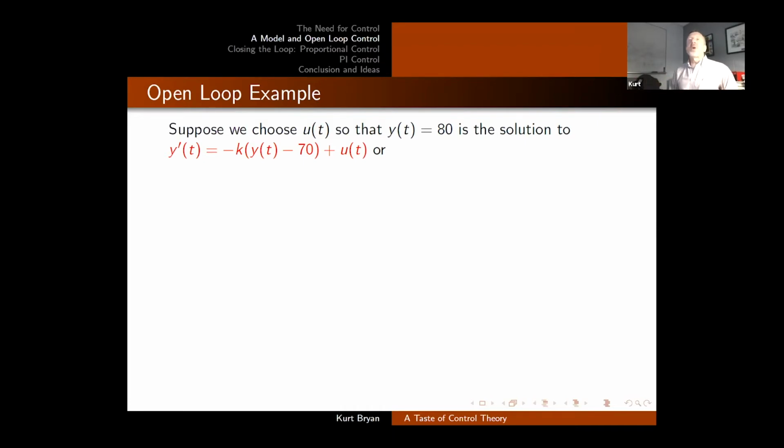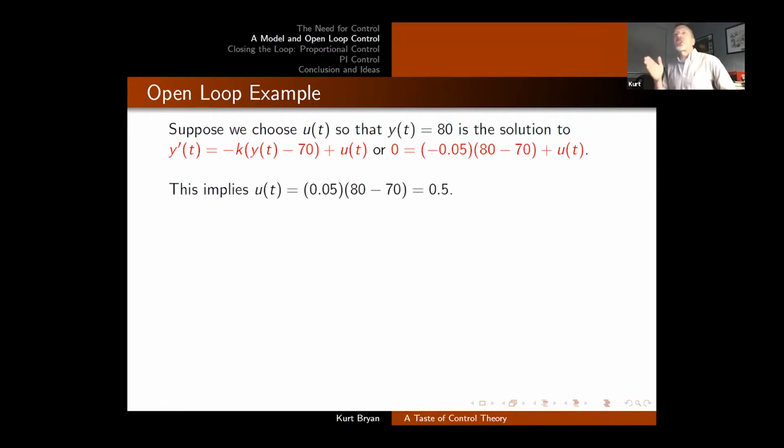So if you want to know what I should set u(t) at to make that happen, plug y(t) equals 80 into the DE, the control DE. If you do that, y prime is 0, you fill in all the blanks, and you can solve for u(t). It turns out you should set the control function, the heater, at 0.5.